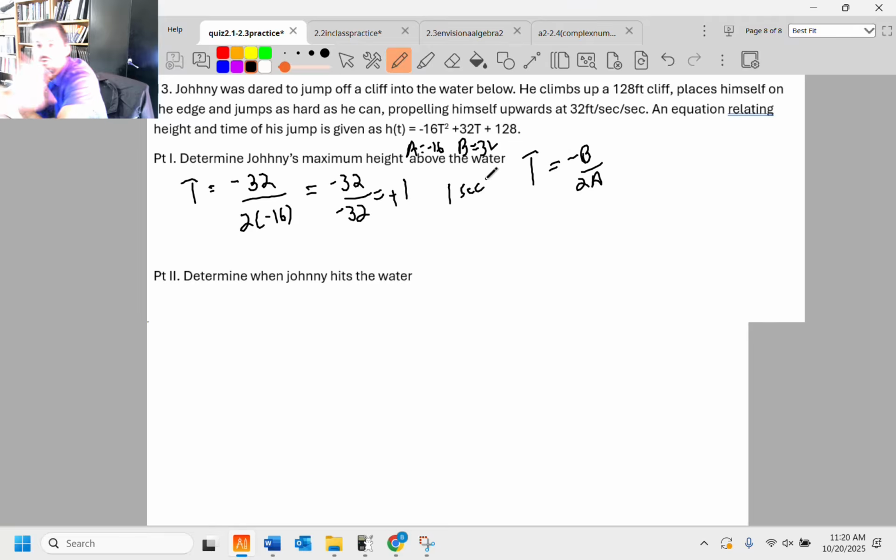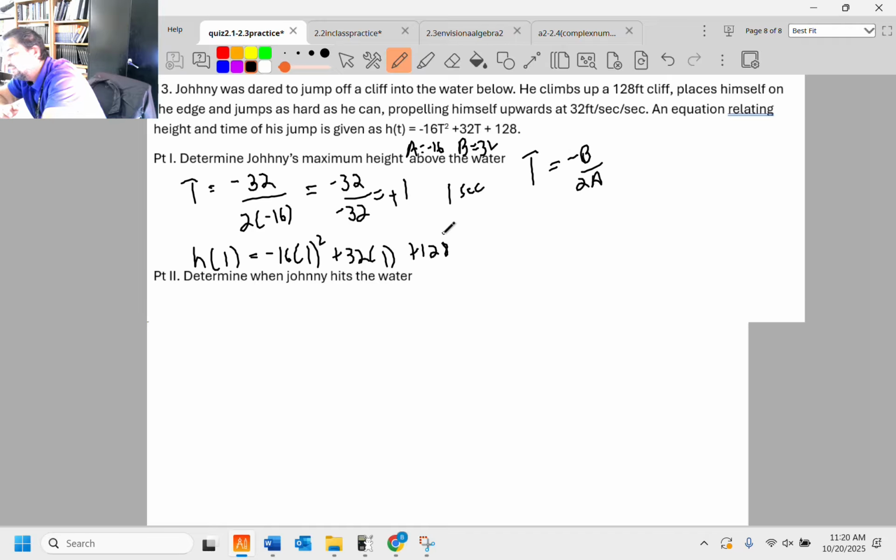Now, that's not what the question asked. The question didn't ask at what time does he reach his maximum height. It says determine it. So what we're going to do is we're going to plug in the 1 second. The height in 1 second is negative 16 times 1 squared plus 32 times 1 plus 128. If doing this is beyond you, push buttons. But this is going to create a negative 16. Negative 16 plus 32 is 16. 16 plus 128 is 144. And that would be in feet, because this is America. We use feet.